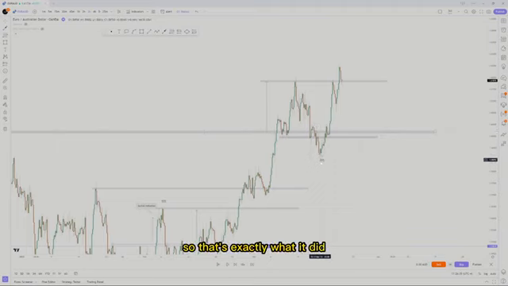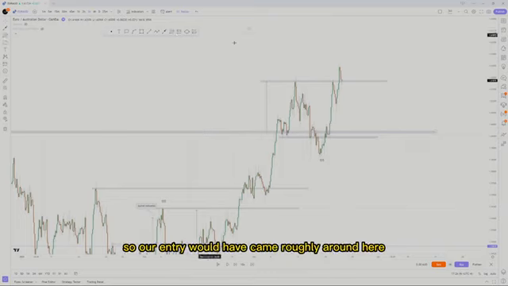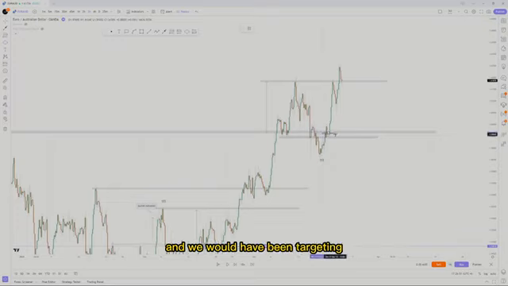So that's exactly what it did. Got people to get in on this breakout sell. Don't know where their TP is going to go. So then they end up getting trapped, stop loss hit, and then price for us starts doing everything we want to. So our entry would have come roughly around here, and we would have been targeting price to hit up this level.